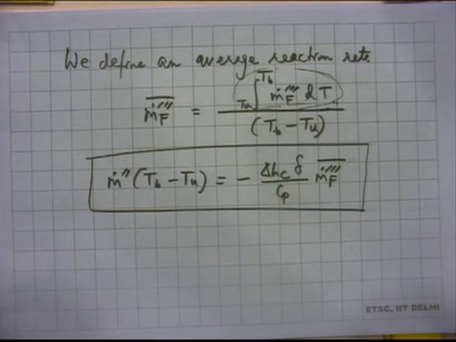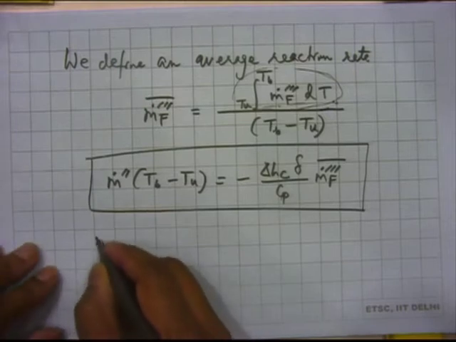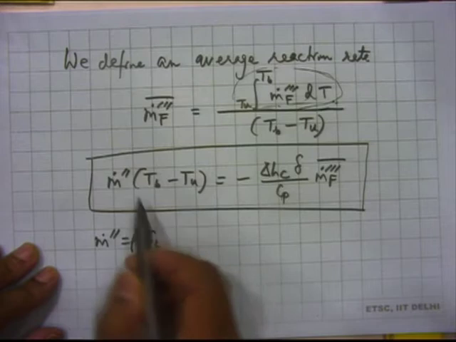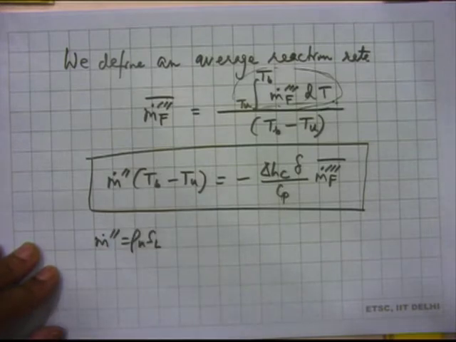So, we are looking at the laminar burning velocity, S_L. Where is S_L in this expression? It is in m dot double prime. m dot double prime is rho_u times S_L, so it is hidden here. That is one quantity of interest.